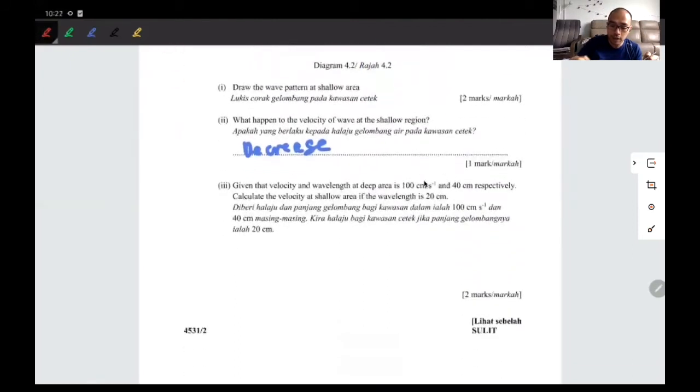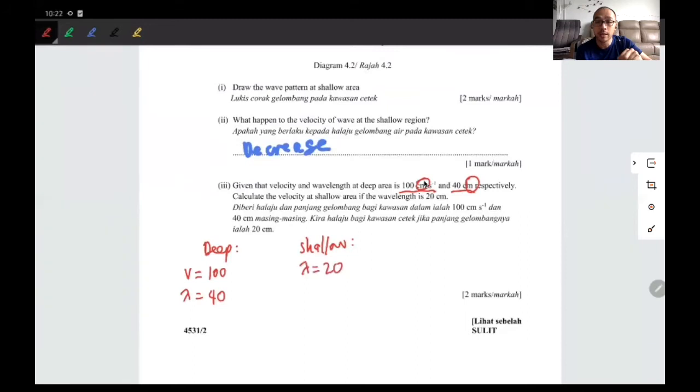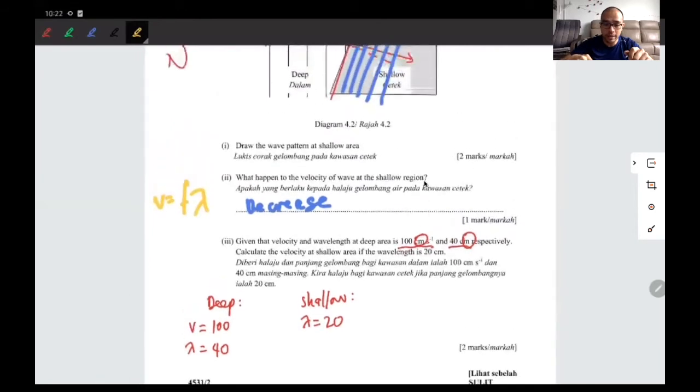Now, given that the velocity and the wavelength at the deep area are 100 centimeters per second and 40 centimeters respectively. So deep, the velocity is 100, the wavelength is 40. The good news is both are in centimeters, so no need to change anything. Now shallow, we are given that the wavelength is 20. Now let's come back to this. Our formula is v = fλ.